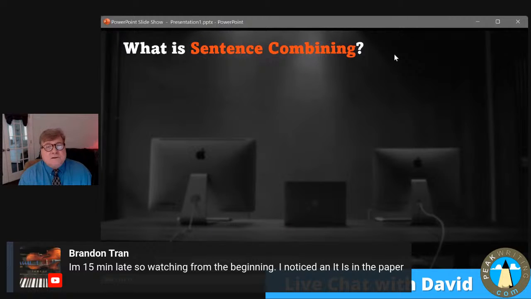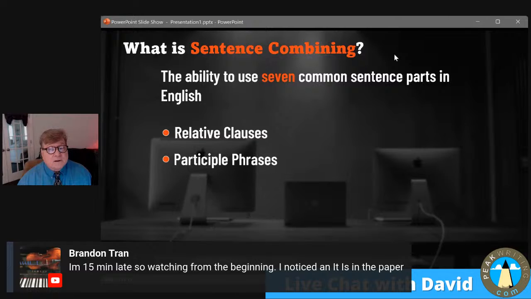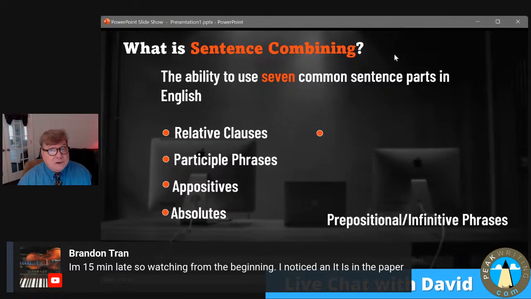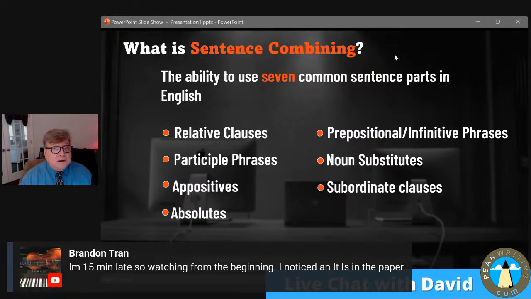Okay, what is sentence combining? It is simply the ability to manipulate, to use fluently, 7 common sentence parts. And those parts are relative clauses, participle phrases, appositives, absolutes, prepositional infinitive phrases, noun substitutes, and subordinate clauses.